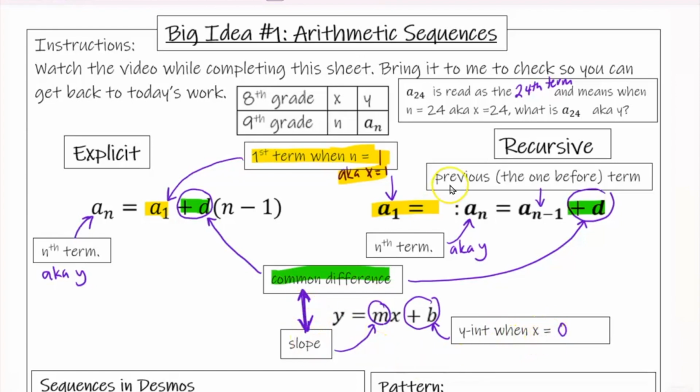So our big idea here, and you just need to star this or do something so that you understand, is that common difference and slope are exactly the same thing. What that means is if I ever have an equation and I see my slope right here next to the x, right, that tells me my common difference for my sequences.